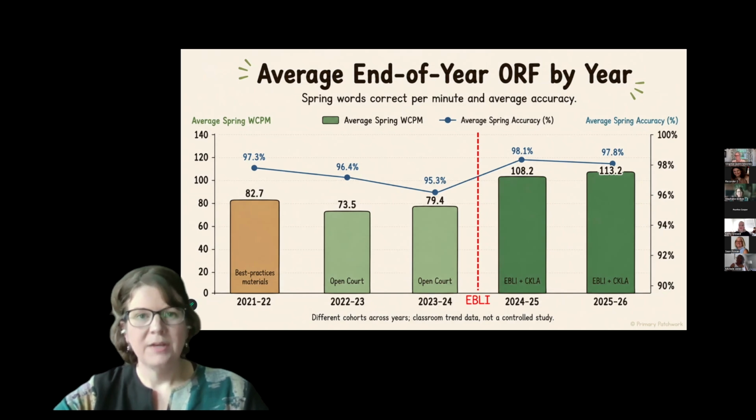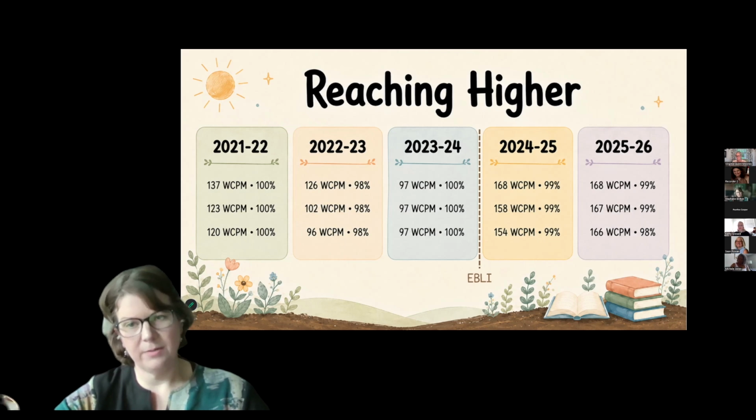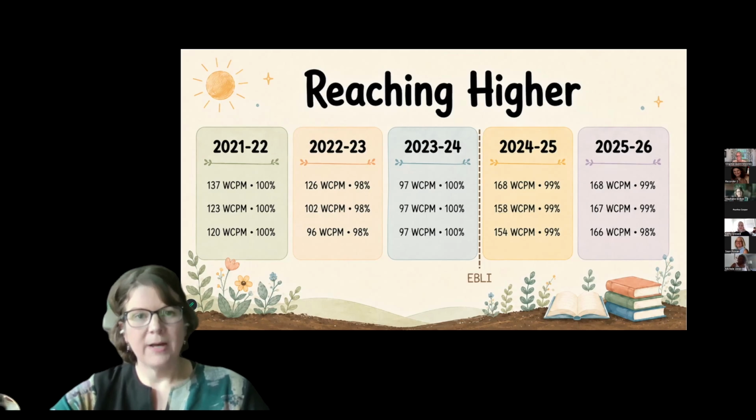This slide compares the 3 readers in each of those 5 years who had the highest oral reading fluency scores. So take a moment to just look across the years and see what you notice. You can see I marked the shift to linguistic phonics with EBLI, and the scores of even the 3rd highest reader in my last 2 years have been higher than the highest readers had been in previous years, and their accuracy was remaining strong.